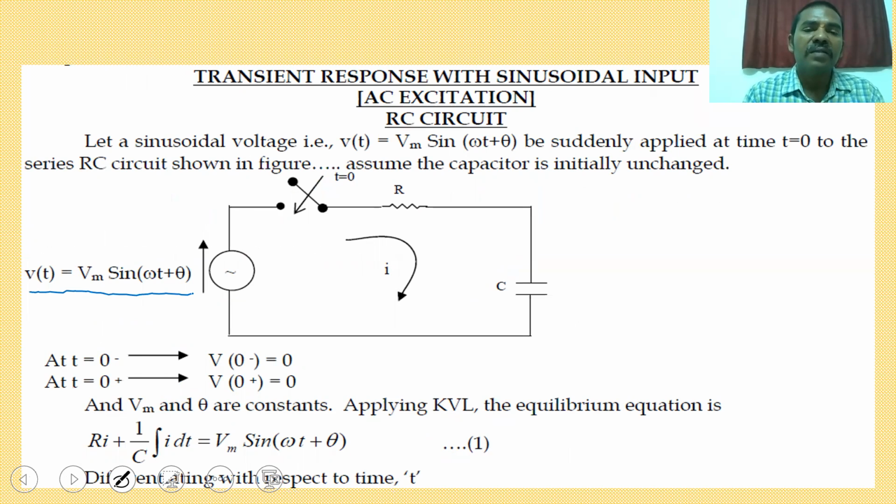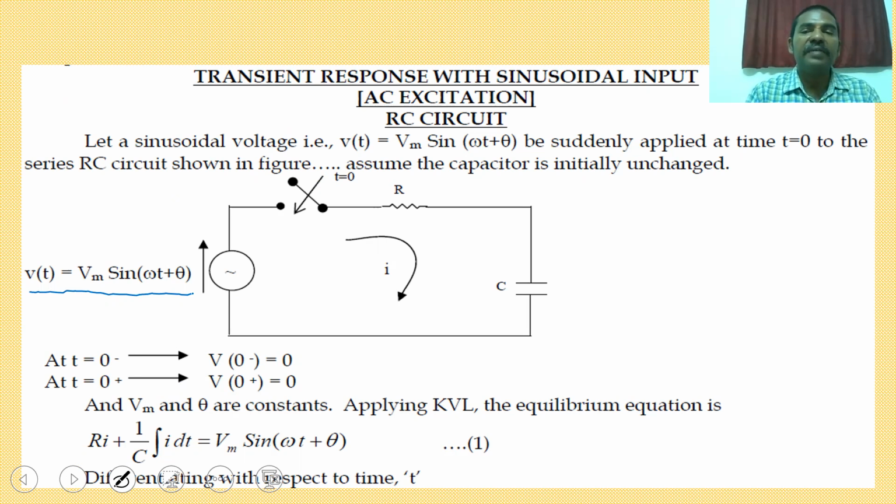V of t = Vm sin(ωt + θ). So R and C are connected in series. A current i(t) will flow through the circuit at t = 0, when the switch K is closed. Here I am assuming that the capacitor has no initial charge.